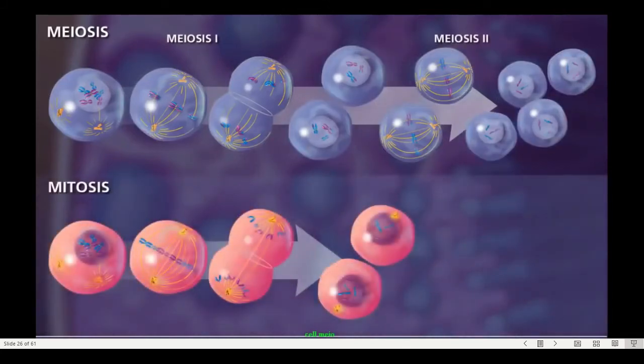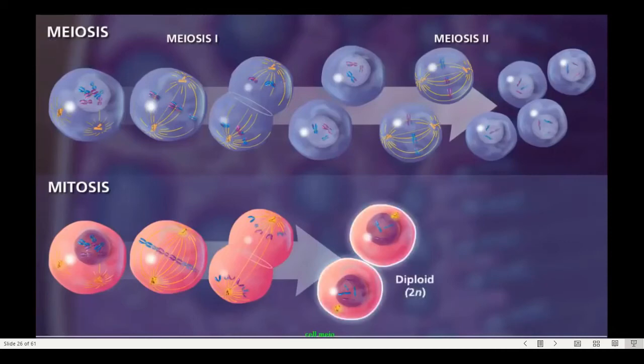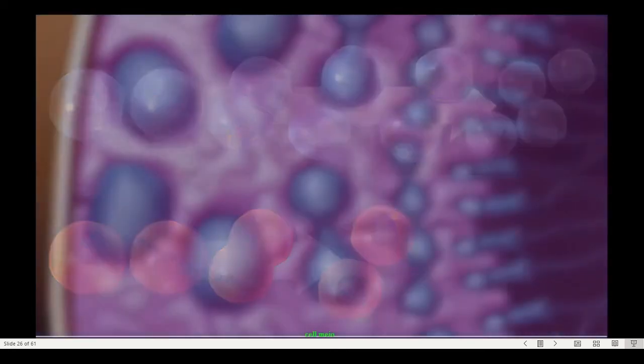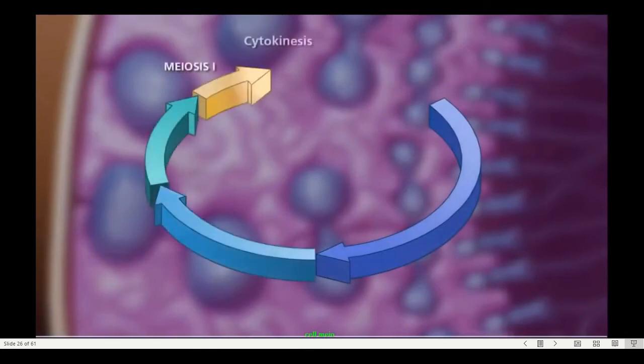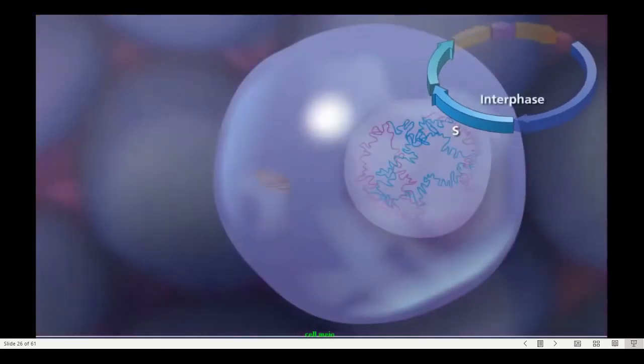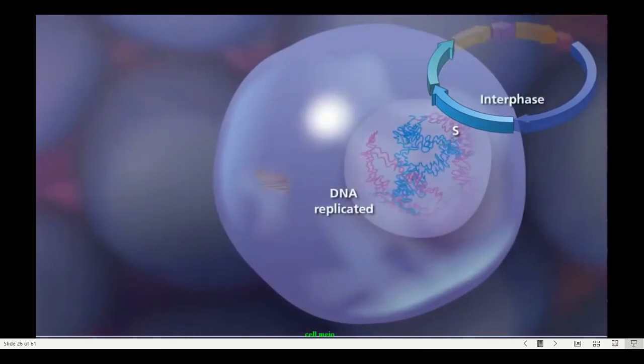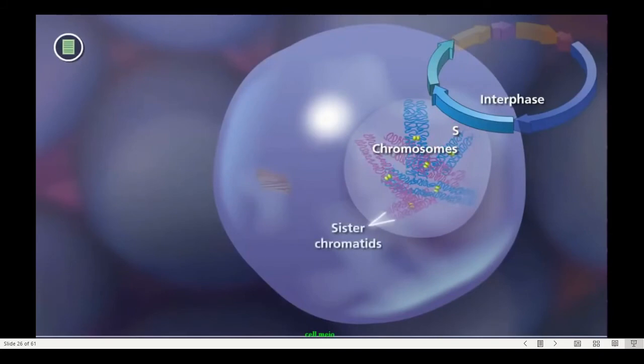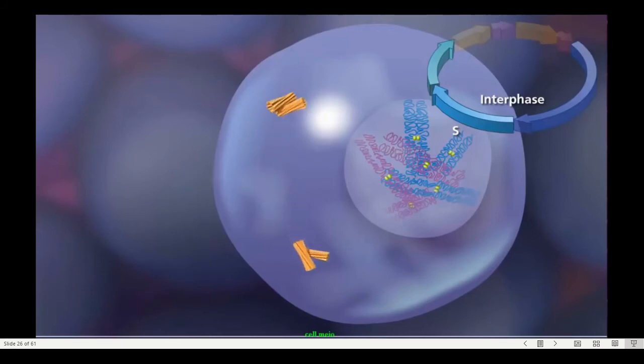Although the processes of mitosis and meiosis look similar, there are a few major differences. One obvious difference is that mitosis results in 2 diploid daughter cells, and meiosis results in 4 haploid cells. As in mitosis, meiosis begins after a cell has successfully completed the G1, S, and G2 stages of interphase. During the S phase of interphase, the DNA is replicated, producing 2 copies of each chromosome called sister chromatids. The paired centrioles in the cytoplasm duplicate and begin extending microtubules that will form the meiotic spindle.